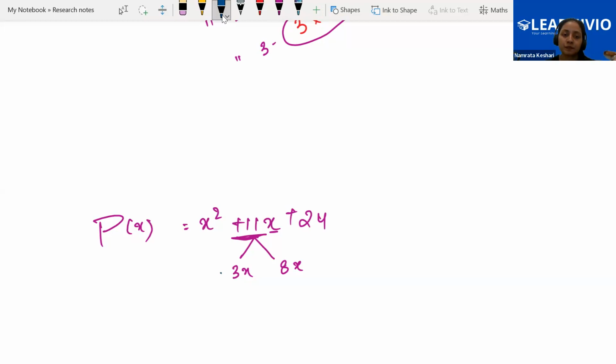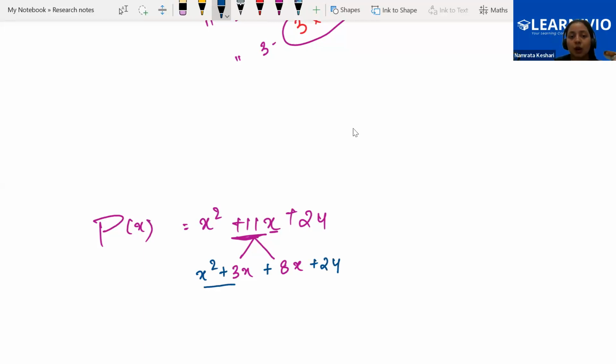Plus, right? Both will be plus, then only we will be able to generate plus 11x. However, if there will be minus 11x, we will take both negative. Are you getting my point? Yes, ma'am. Now the first term and the last term we will copy down as it is.